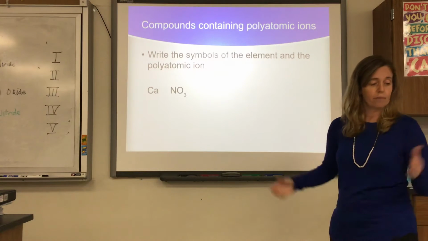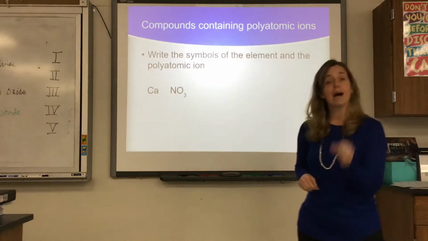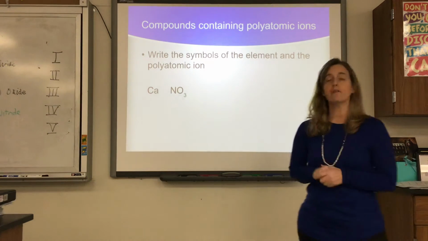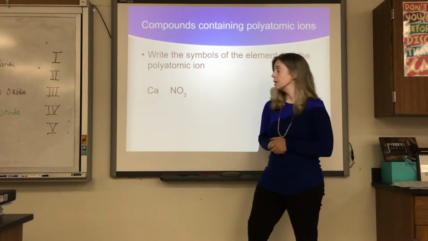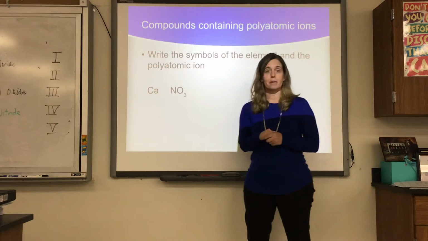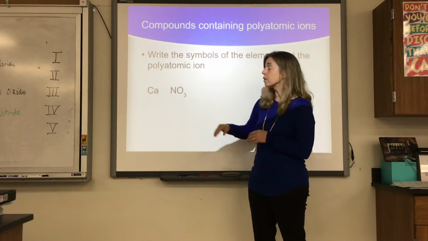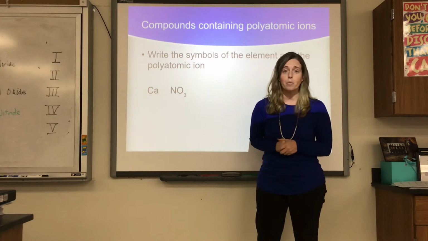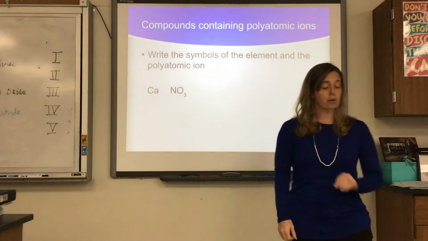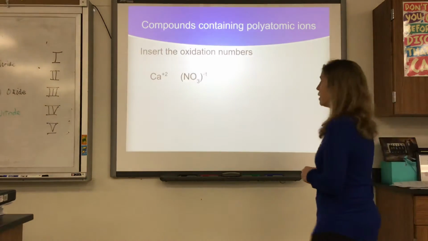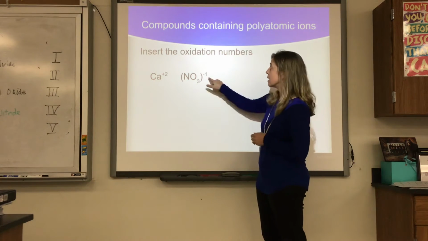So for example, if they say, okay, I want you to write the formula for calcium nitrate, the very first thing you're going to do is go to your periodic table and find calcium. We know that calcium is Ca. Then you're going to go to that box on the periodic table of ions and find nitrate. Remember, they're in alphabetical order. So look for nitrate and you would see that it's NO3. Then you're going to write your charges, okay? Calcium is a +2, nitrate is a -1.